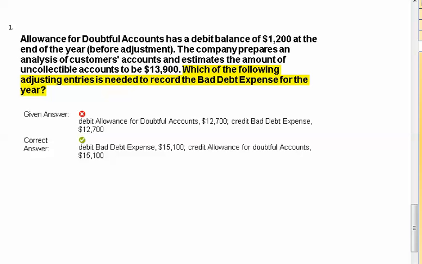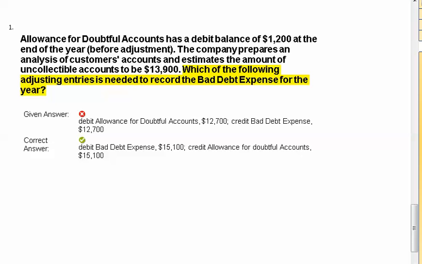In this case, it says the allowance for doubtful accounts has a debit balance of $1,200 at the end of the year before adjustment. The company prepares an analysis of customers' accounts and estimates the amount of uncollectible accounts is $13,900. So they've done the analysis method, which is the more accurate of the two methods.